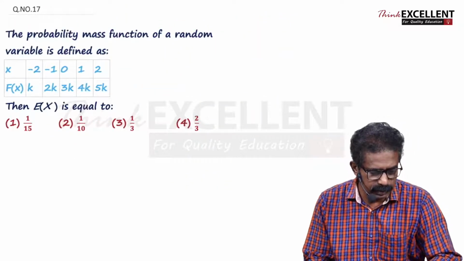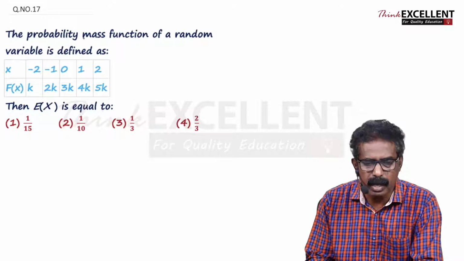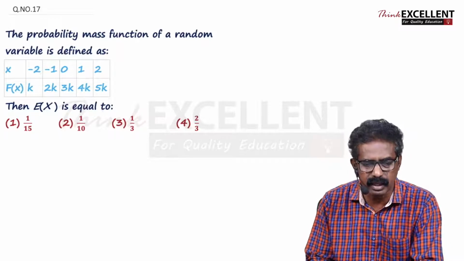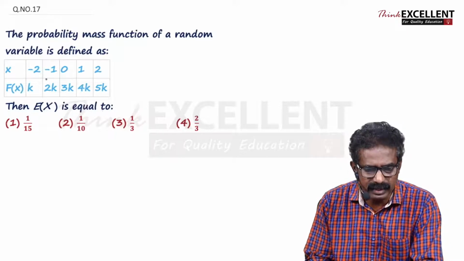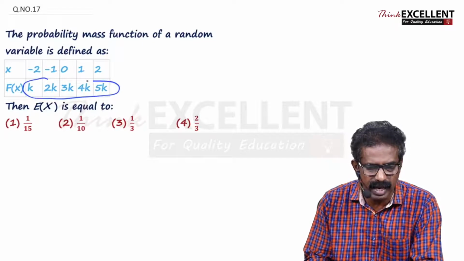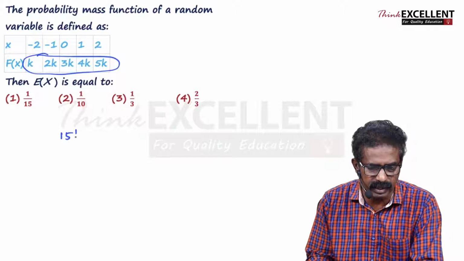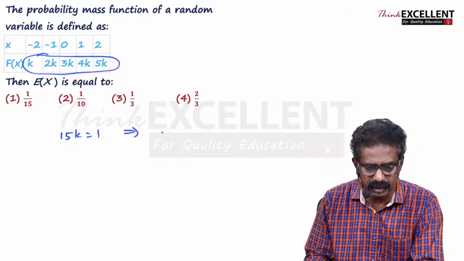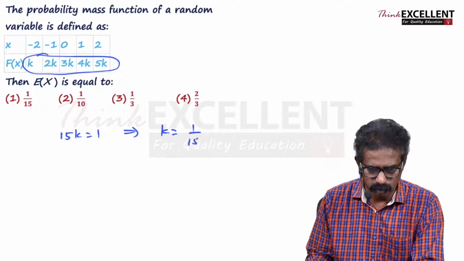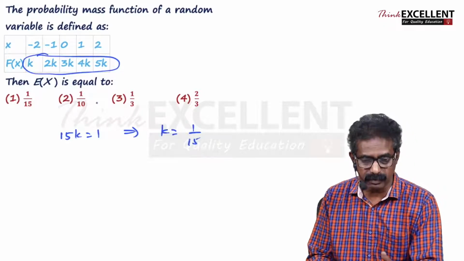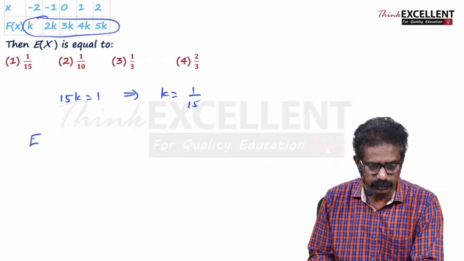Now question number 17. The probability mass function of a random variable is given. E of x they asked. You find k value first. If you add everything, you have to get 1. If you add everything, you are getting 15k is 1. So k value is 1 by 15. Total probability is 1. They didn't ask k value, but we need E of x.